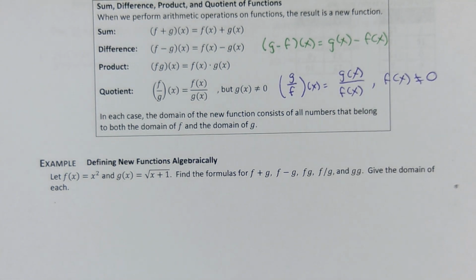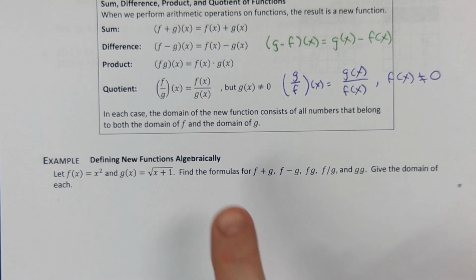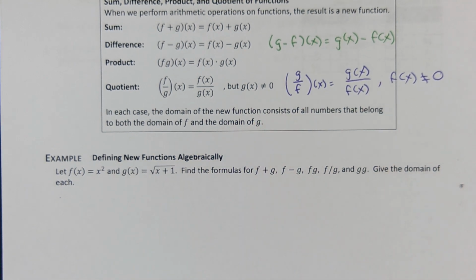Remember, you can never divide by 0. So the bottom of our fraction can't be 0. It says at the bottom of the box, in each case, the domain of the new function consists of all numbers that belong to both the domain of f and the domain of g. And in words, that's a little abstract. So let's get through the 5 examples down here, and I'll get to highlight more what this is talking about.